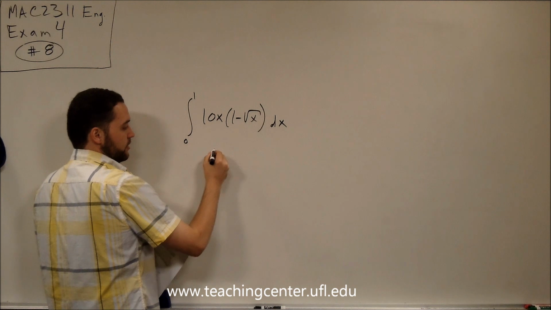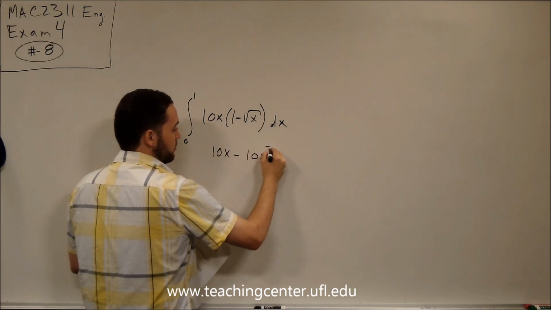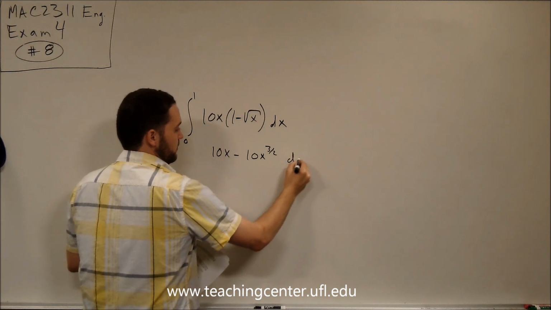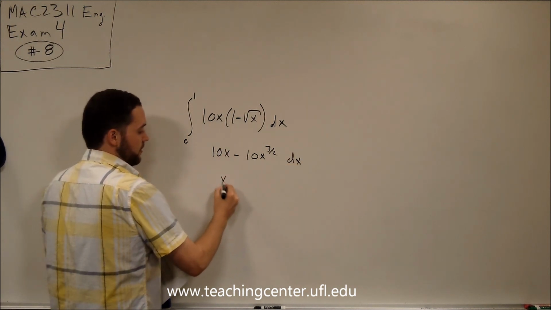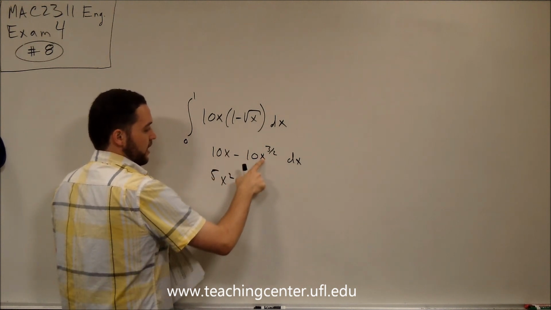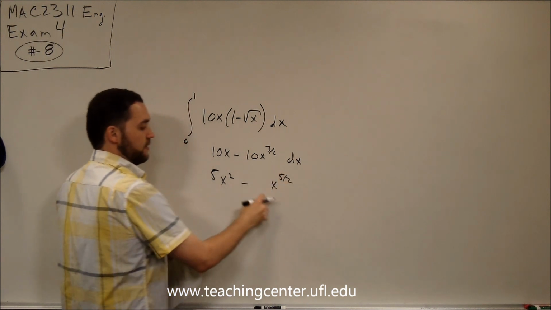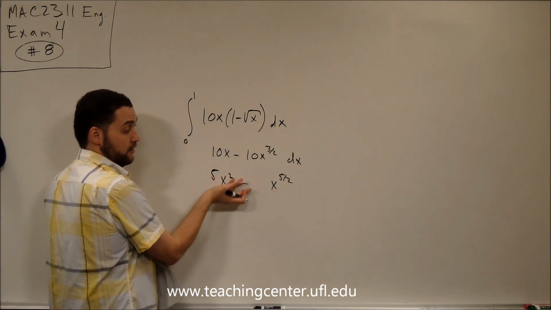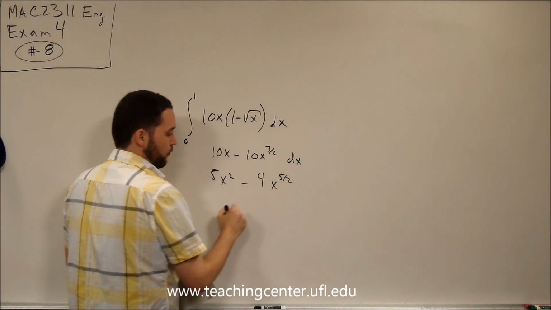Well, we can distribute that 10x, and you get 10x minus 10x to the 3 halves, with a dx there. And then if you integrate this, the first term goes up by a power, so it becomes x squared, and you divide by 2, so that makes it a 5 here. Then minus, and this you increase by a power, so that's going to be x to the 5 halves. If you divide by 5 halves, that's the same thing as multiplying by 2/5. 10 divided by 5 is 2, 2 times 2 is 4, so this just becomes a 4.